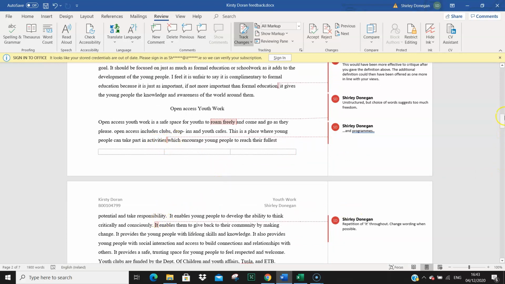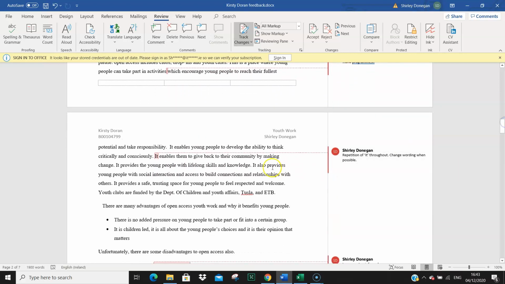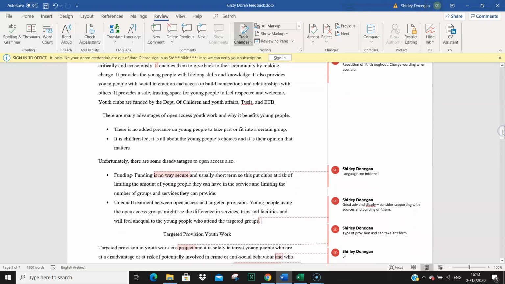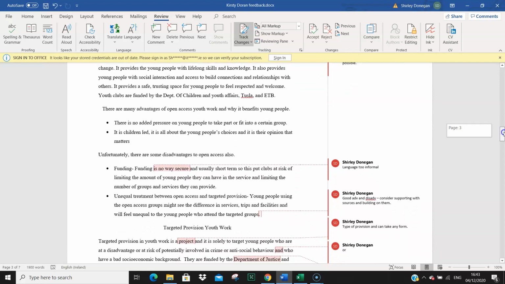So I would suggest that you put activities and programs. Here we have repetition of it. So it enables, it provides, it also provides, it provides on each of the sentences. So just change up your choice of words in order to make it read a little bit better, or a little bit more flowy. When we repeat it, it kind of feels a little remedial.